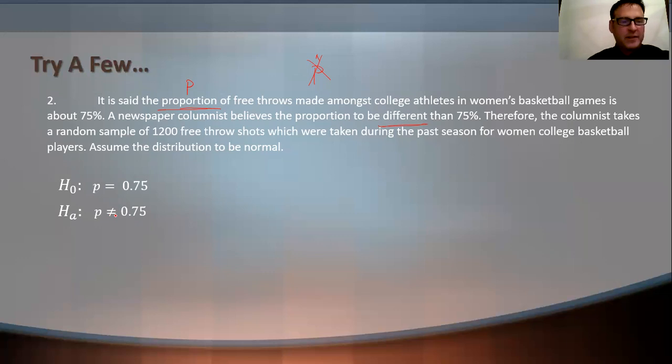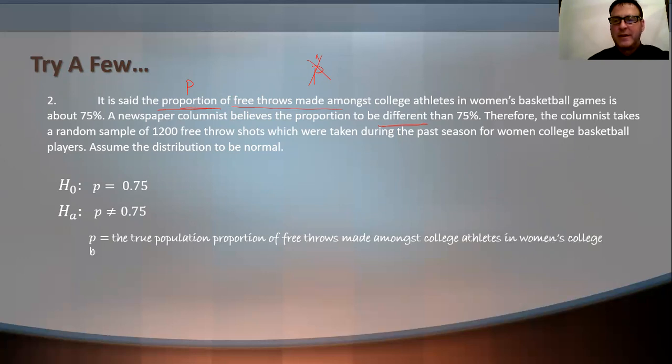Finally, we have to define p. And again, p is described in a sentence somewhere up here. But p is the true population proportion of free throws made amongst athletes in women's college basketball games. So you have to write that long sentence to help define p. Again, no hats, no p hats in this exercise. All right, there's two left.